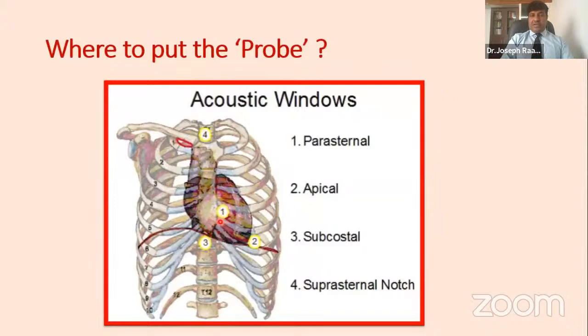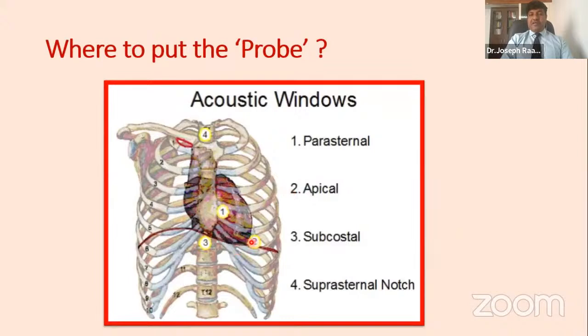Only through those areas will we be able to analyze the image of the heart. So these are the windows. The number one, as the name implies, is the parasternal, because it lies adjacent to the sternum. The left third or fourth intercostal space can have this parasternal window. That's number one. Then you have the apical window.